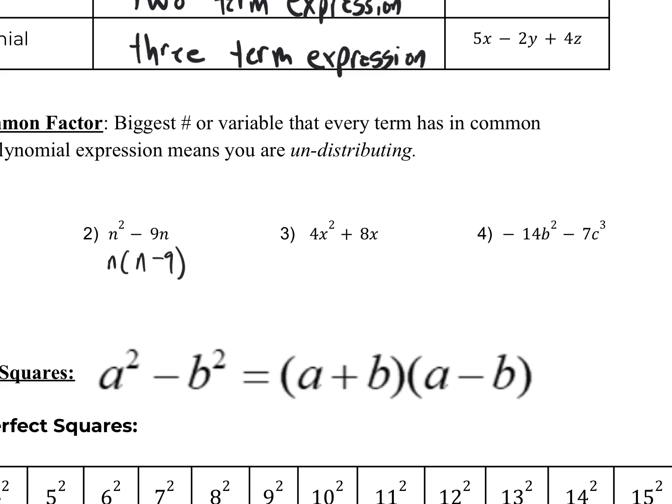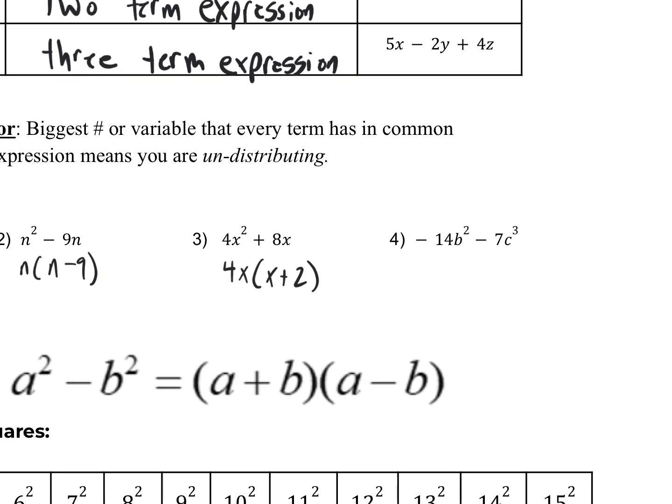All right, looking at number 3, 4x squared plus 8x. Well, they both can afford to give up a 4. Both can be divided by 4, and they both can afford to give up an x. All right, so we got the 4x, and that leaves us with an x plus 2, because 8 divided by 4 is 2. The x's cancel out.